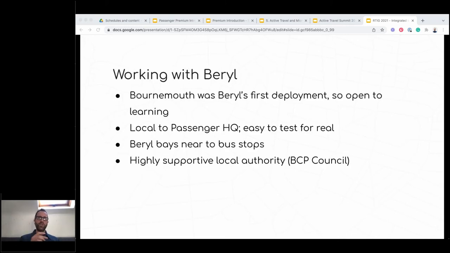and really learn what it is to be traveling between different modes and using this technology. We also spotted that Beryl had a really smart initiative to put their dockless bays very close to bus stops. So they'd identified that there was a first and last mile thing here, where transfer between buses and bikes made good sense for them. And we had a highly supportive local authority in the area in BCP.